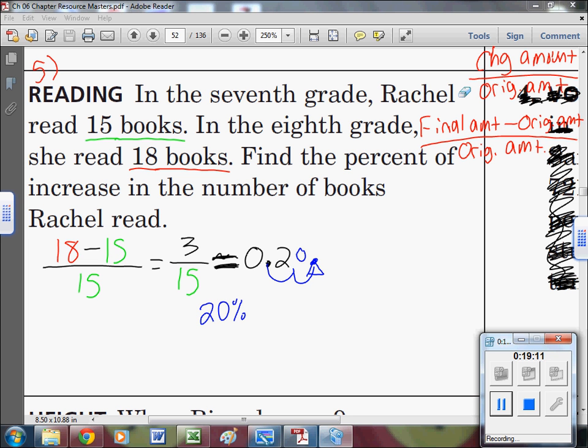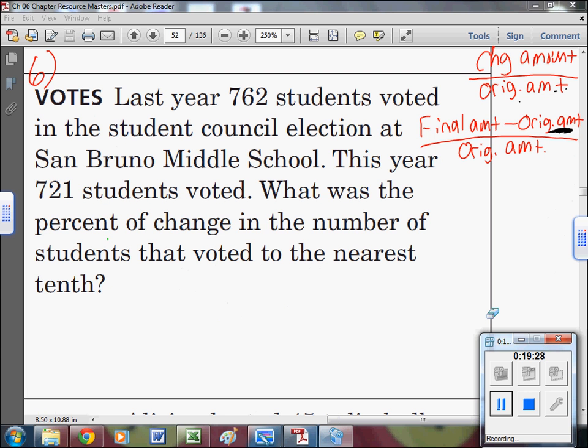And we see that she clearly went up in her reading from 15 to 18. So that means a 20% increase in how much she read as compared to 7th grade. So we'd say a 20% increase. And that's all you need to do to find the percent of increase for this question. So take a moment to think about how you did with that one. We're going to do one more example, and then we're going to be all done.